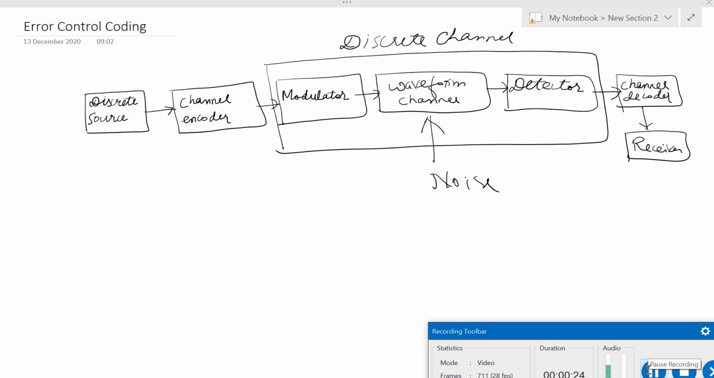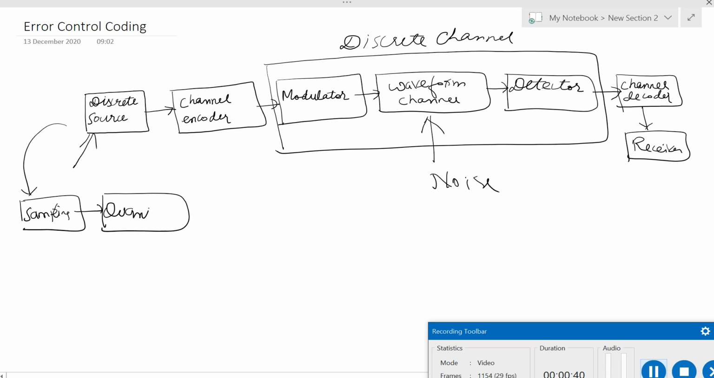Here is the basic model. You have a discrete source. Even if you don't have a discrete source, suppose you have an analog source, then you will have to go for sampling, quantization, and then PCM, and you will then definitely have a binary discrete source. In some cases it may be a readily available discrete source, like in data communications. Then you have something called a channel encoder, which we will introduce now.